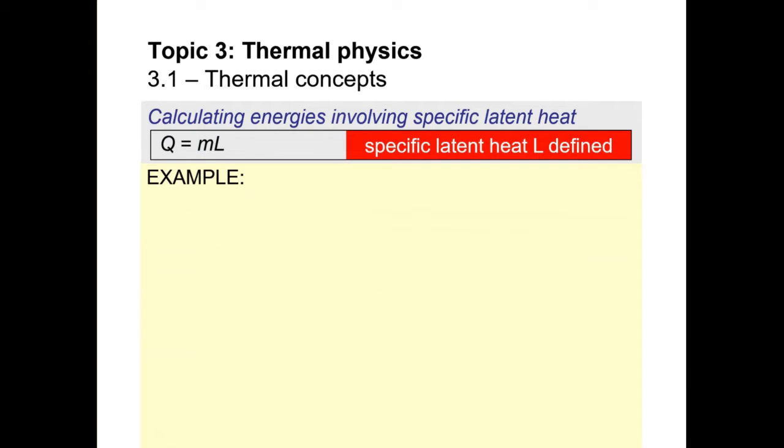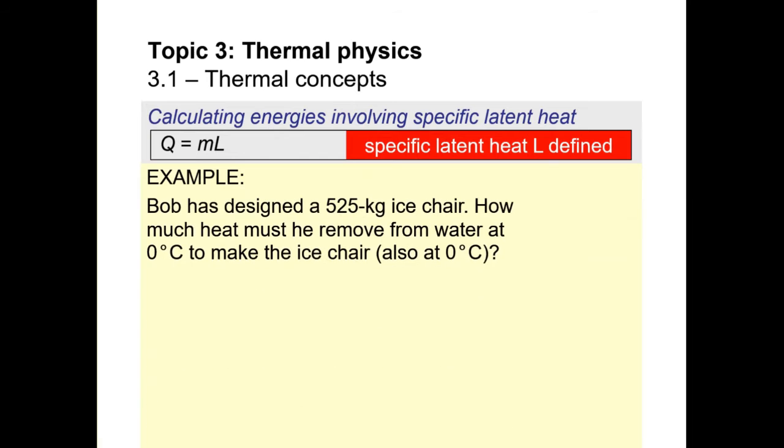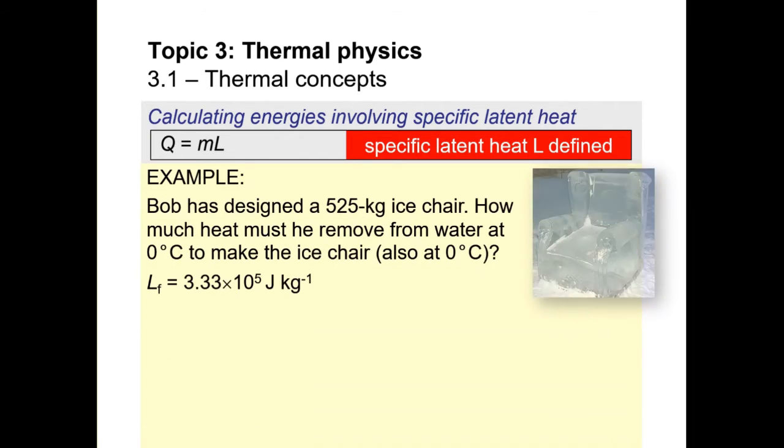Calculating energies involving specific latent heat. Let's take a look at an example. Bob has designed a 525 kilogram ice chair. How much heat must be removed from water at 0 degrees Celsius to make the ice chair also at 0 degrees Celsius? The specific latent heat of fusion is given as 3.33 times 10 to the 5 joule per kilogram.